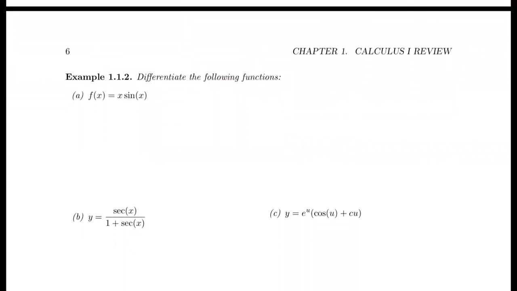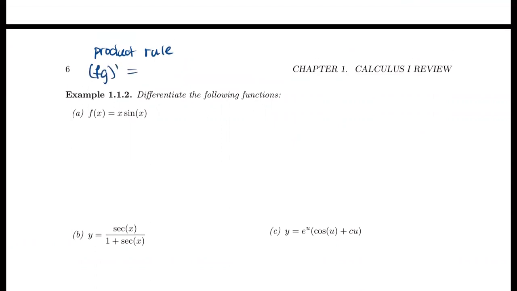So the next set of examples is just working with the product rule, the quotient rule, and the chain rule as well. So let's have a look at these ones. Differentiate the following functions. For the first one, part A, we have f of x is equal to x times sine of x. So this is going to be using the product rule here. So recall the product rule is given by, if you're multiplying two functions together, f prime g plus f g prime.